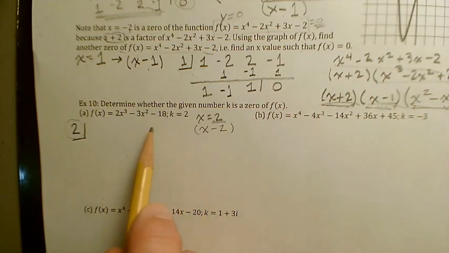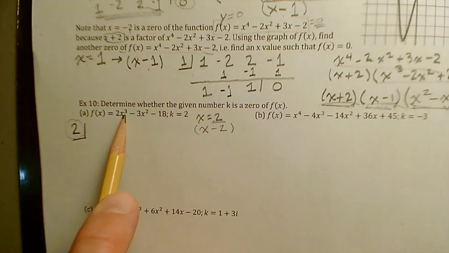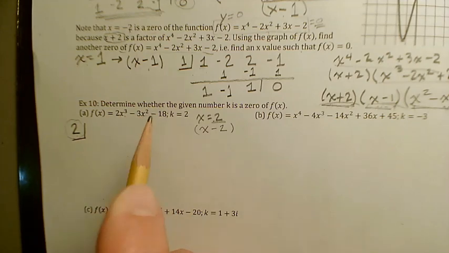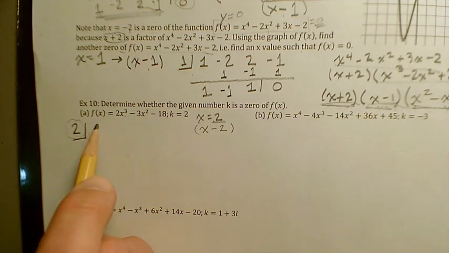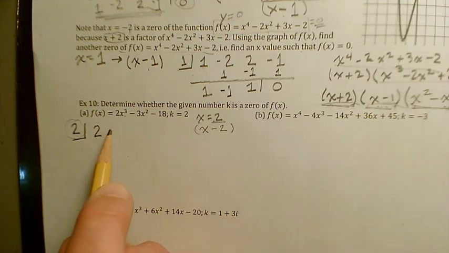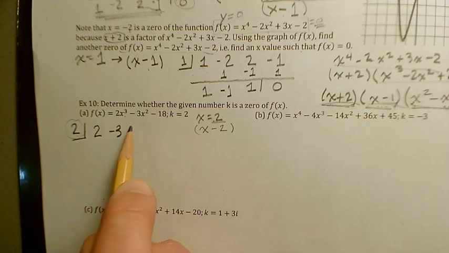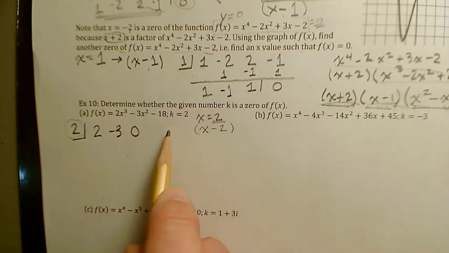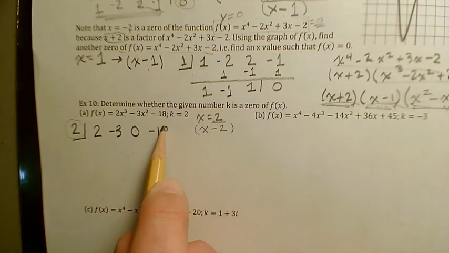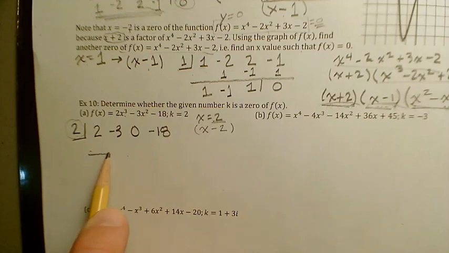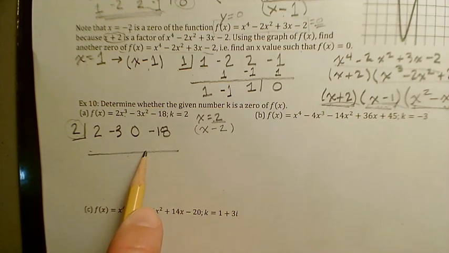Okay, so next to that, let's double check. We have degree 3, so we should have 4 terms: 1, 2, 3. We're missing 1, so be careful. Figure out where that is. We have a 2. We have a negative 3. We have a 0 because the x term is missing, and then minus 18. Leave a space for numbers underneath those and draw in a vertical line there.